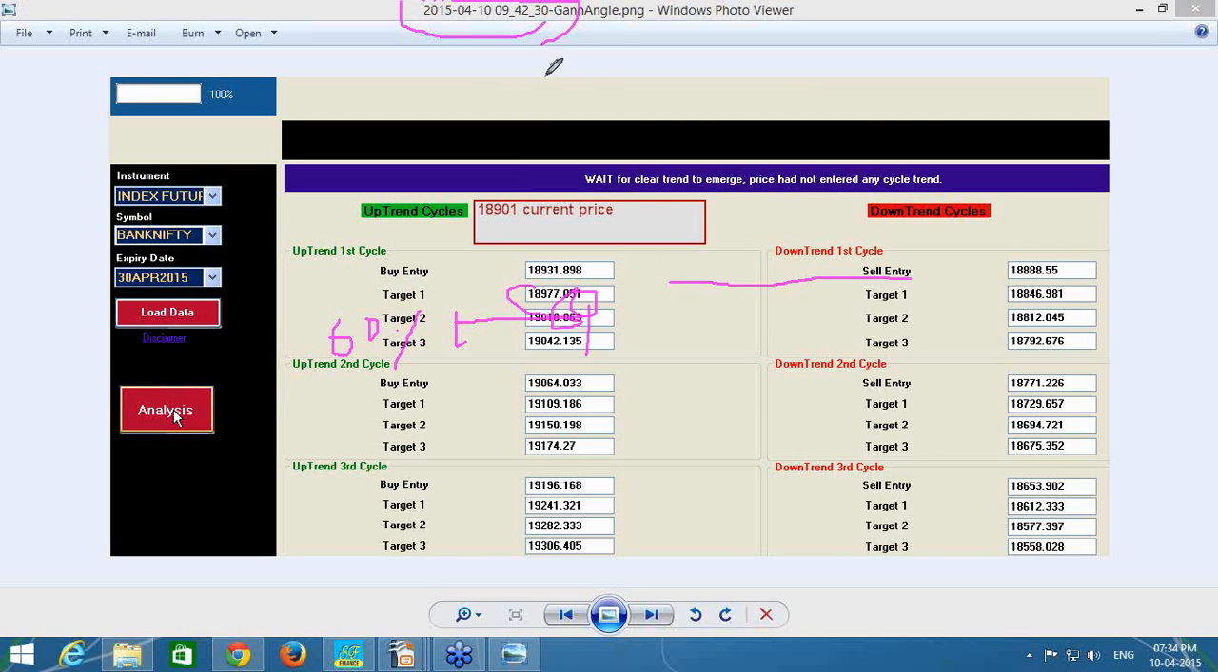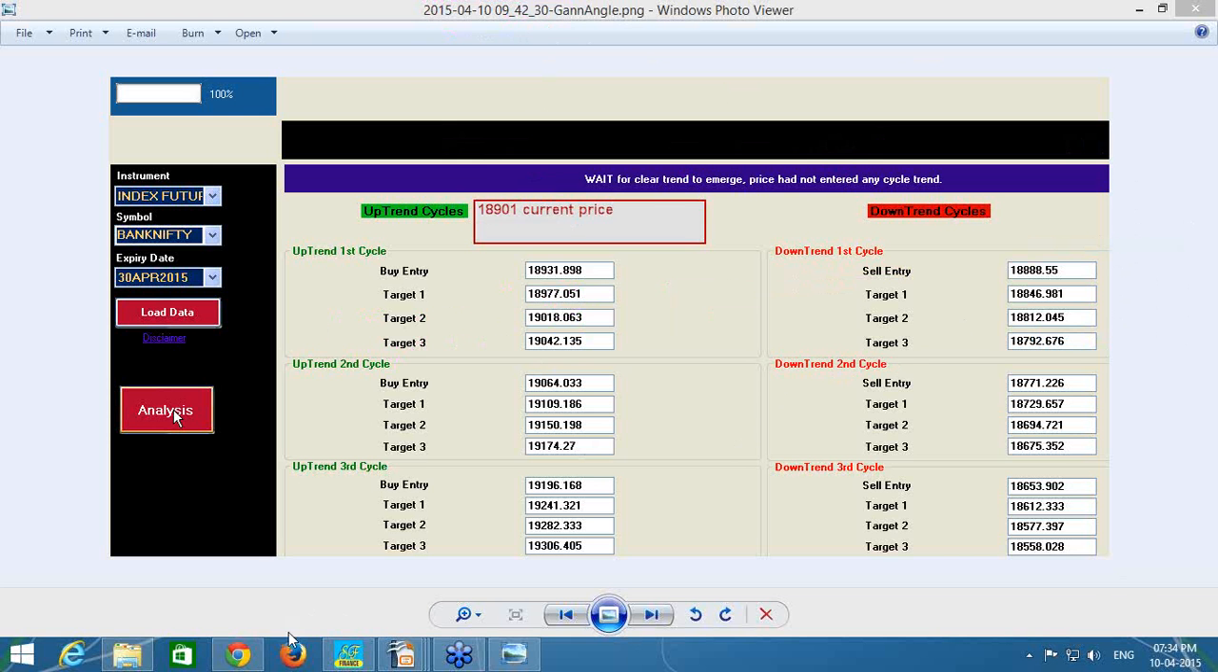At that time, in the Odin terminal it was quoting at 18,901. It is saying to wait for a clear trend to emerge, as price has not entered any of the cycles. So this is at 9:42 time. Time is reflecting here. So let us see what happened.